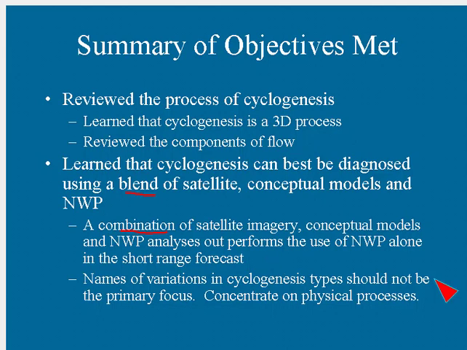And here's an important takeaway point. The names of the variations in cyclogenesis types should not be the primary focus. In other words, we don't need you to memorize all the names of the types of cyclogenesis we covered. What's important is the physical processes. So if you know the physical processes, you'll be able to recognize the pattern that you're in, and remember the different conceptual models that we looked at here. And from that, using that knowledge of the physical processes that are going on with the satellite imagery and then the NWP, you can outperform the models here. And that's the whole goal.